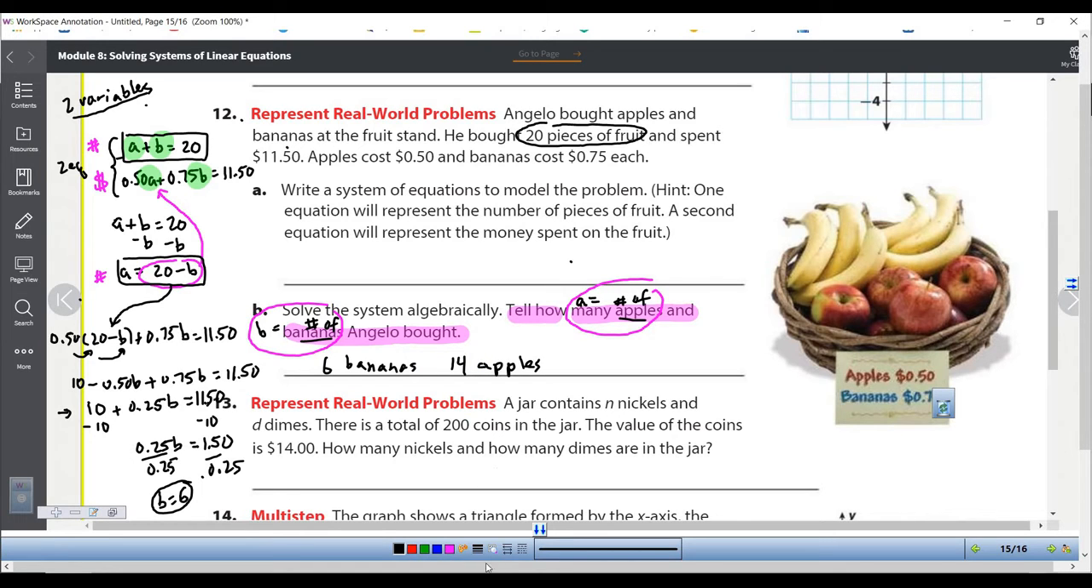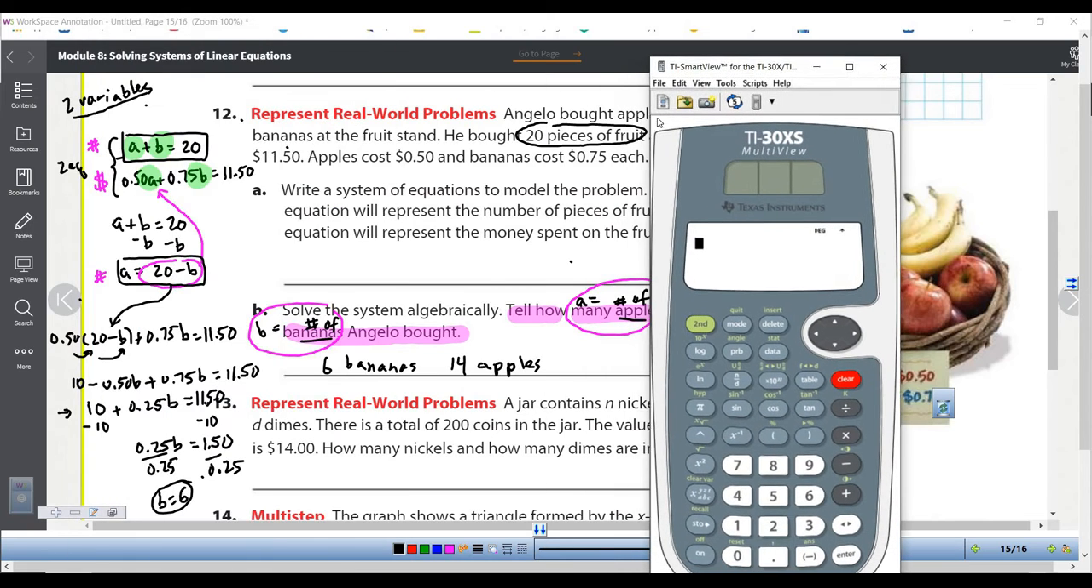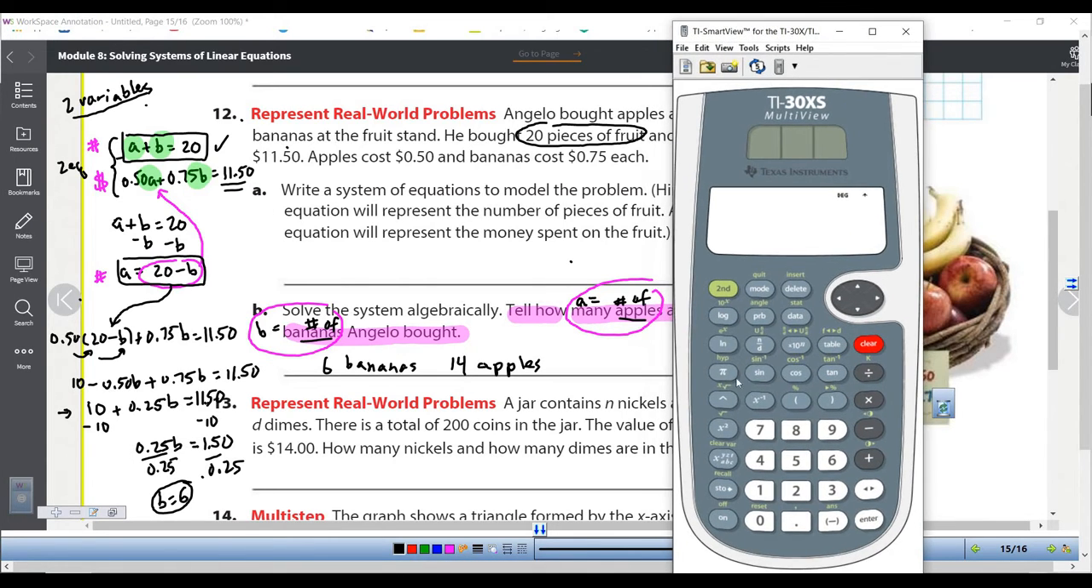All right, now what would a good math student do? They would check their answer because remember, we had two equations, right? We knew that the total had to add up to 20 and we're there, but we also know that the total money has to add up to $11.50. So let's go ahead and do that and let's see what we get.